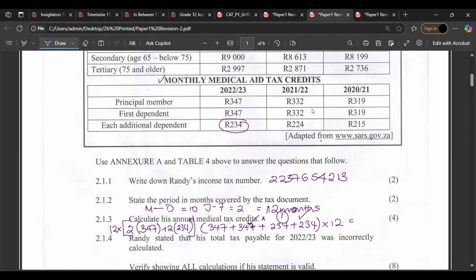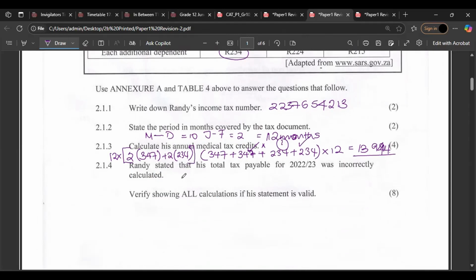So the final answer here is 13,944. Sorry, 944. That is the answer there. That is the answer. Then we come to 2.1.4.